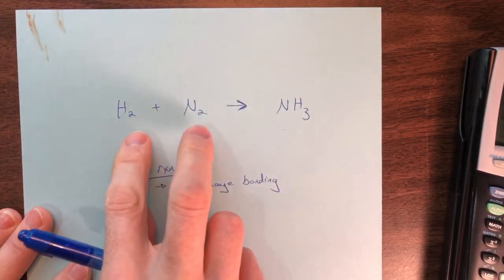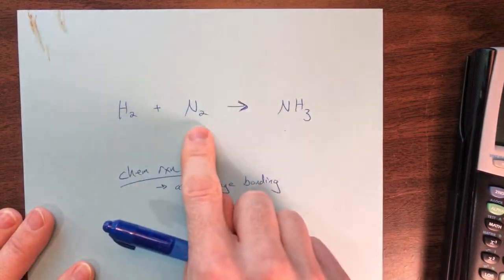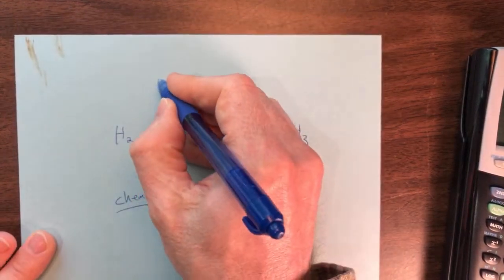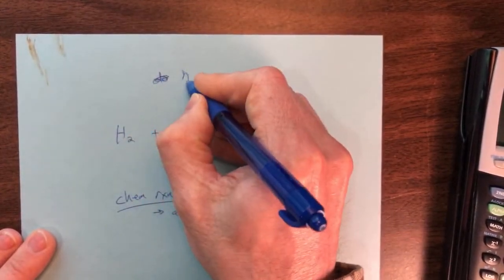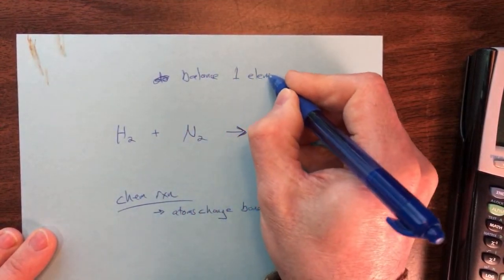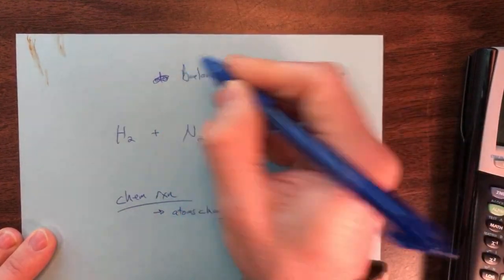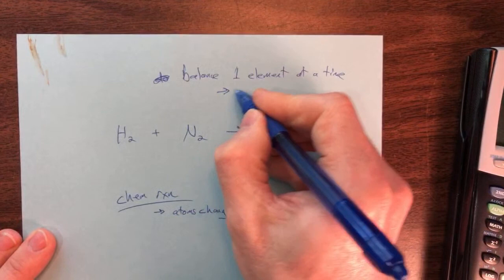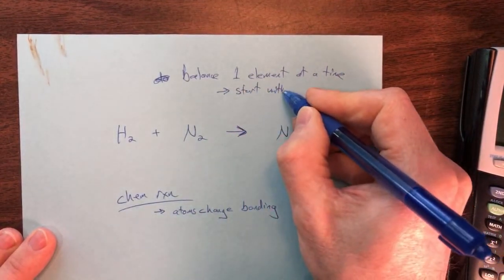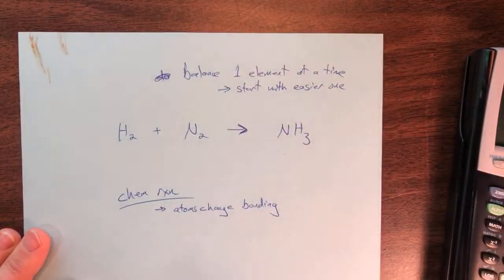Okay? And you can start with, so this is a kind of a simple one. It doesn't matter whether you start with hydrogen or start with nitrogen, but we're going to start with one element at a time. So you always balance one element at a time. And it doesn't matter a whole lot which one you start with, but you try to start with the easier one. And the easier one is going to be the one that's in the least number of chemicals.